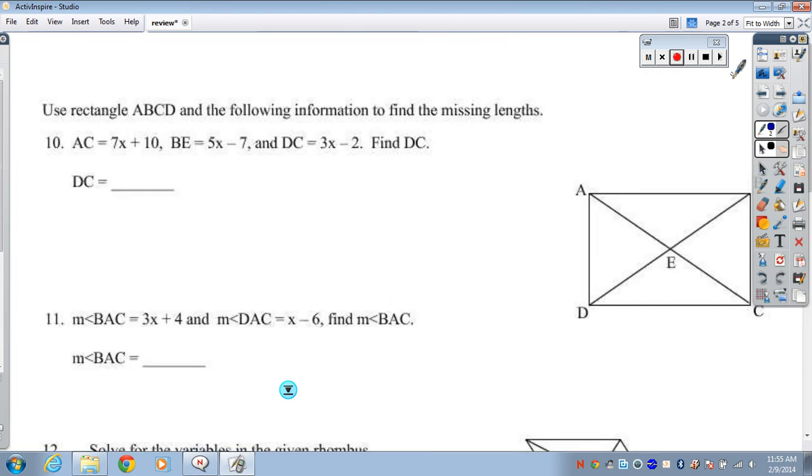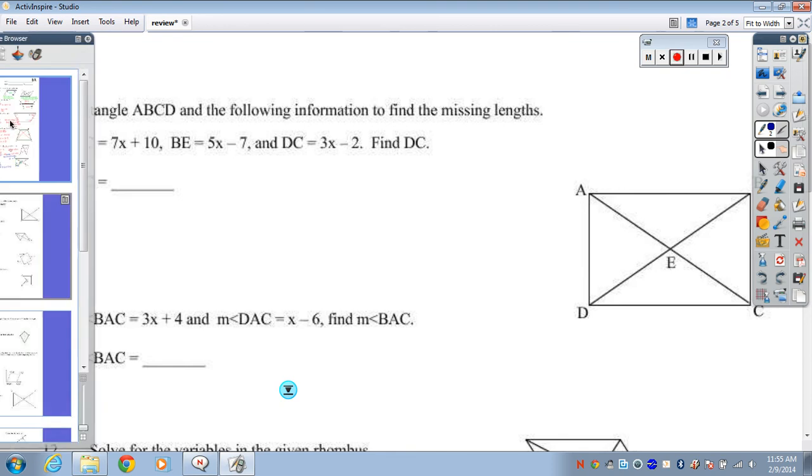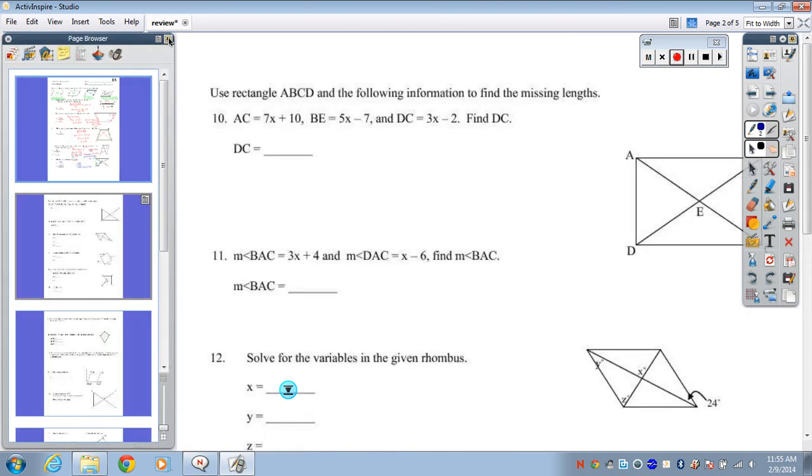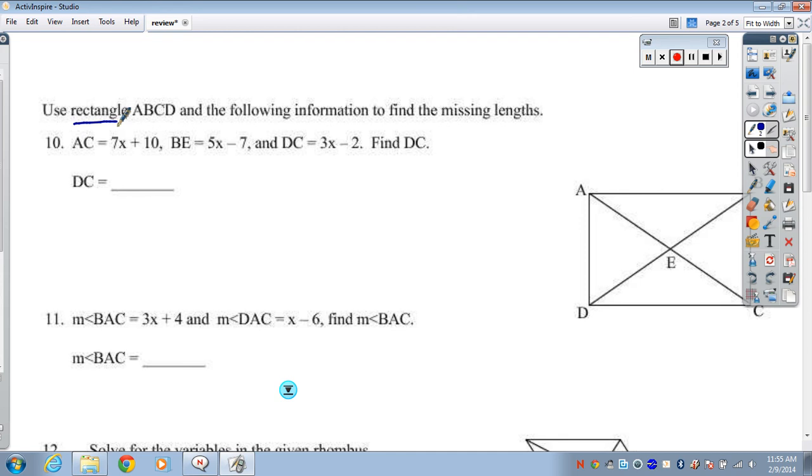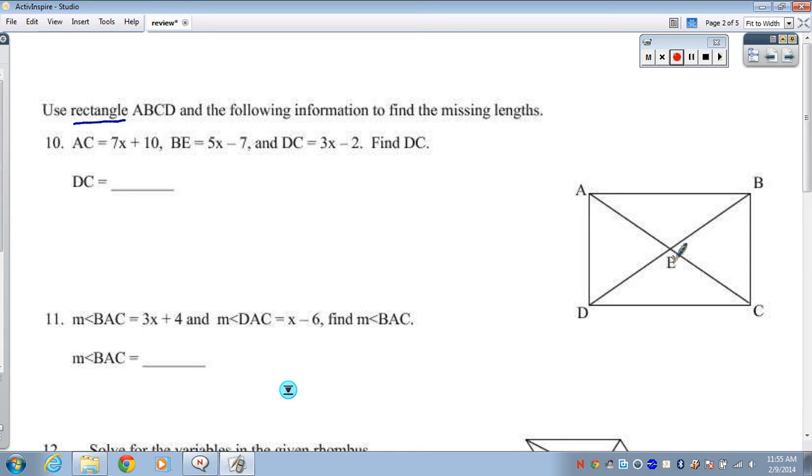Number 10. Use rectangle. Again, you have a rectangle A, B, C, D, and the following information to find the missing lengths. AC is a diagonal, 7x plus 10. BE is 5x minus 7. Again, the diagonals of a rectangle are congruent and bisect each other. So we need all these parts right here are congruent.